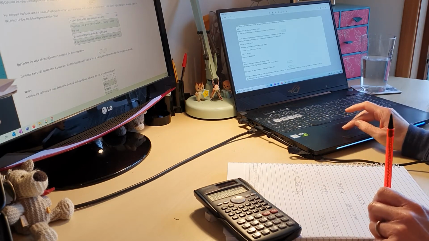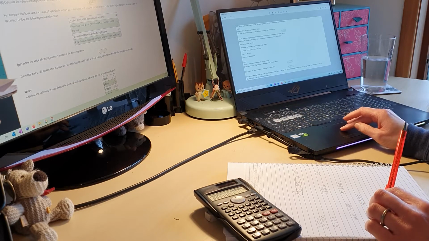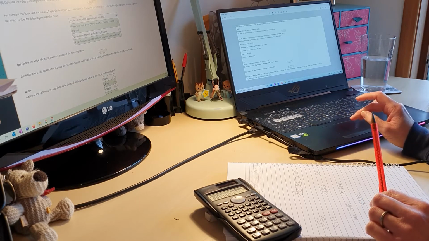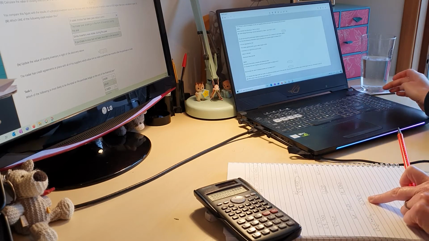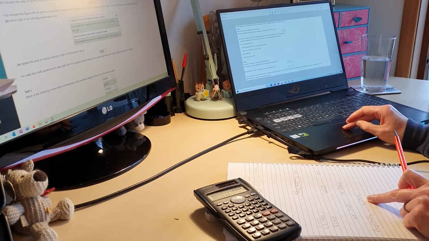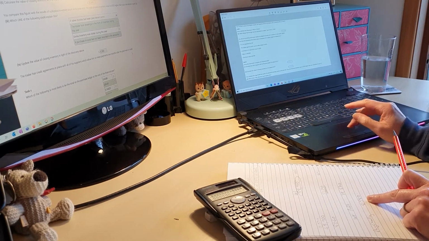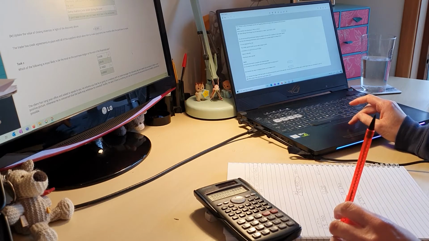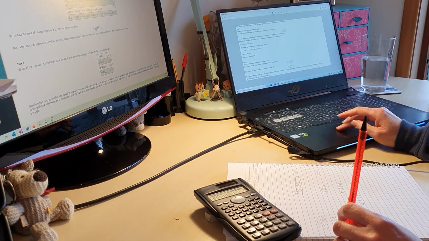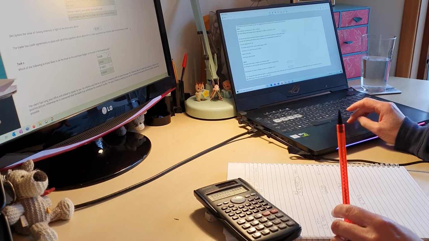Update the value of closing inventory in light of the discovery above. 8580. The trader has credit agreements in place with all of his suppliers which allow him to make payments 2 months after the purchase is made. Which of the following is most likely to be the total on the purchase ledger?